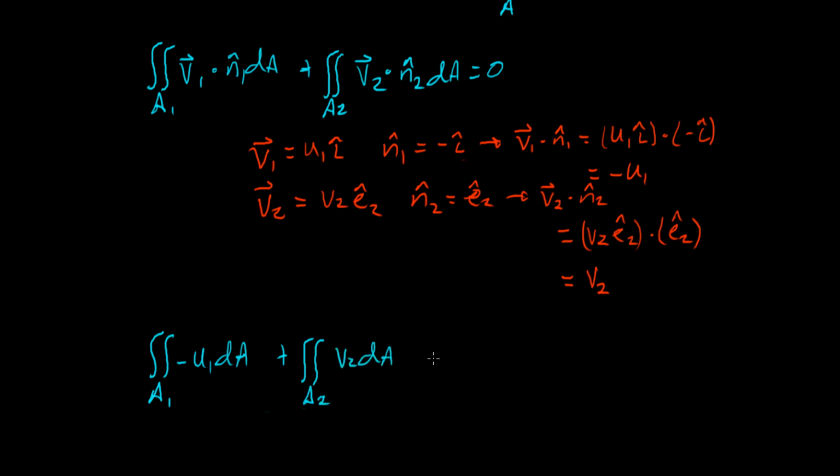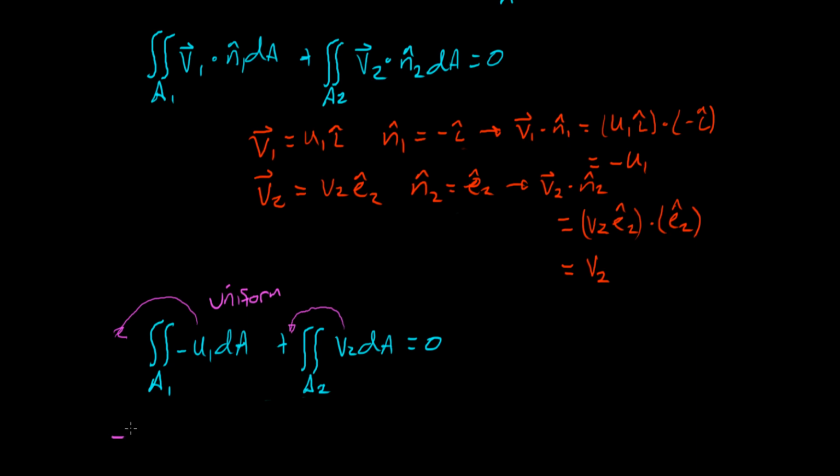and that's equal to 0. This is where the uniform comes in. The fact that these are uniform, instead of some more complicated flow that varies in magnitude over the areas that it's going through, is that we can move them outside the integrals because they're not functions of the area. And what that does very conveniently is just let us write that minus u1 integral over A1 dA plus v2 integral over A2 dA is equal to 0.